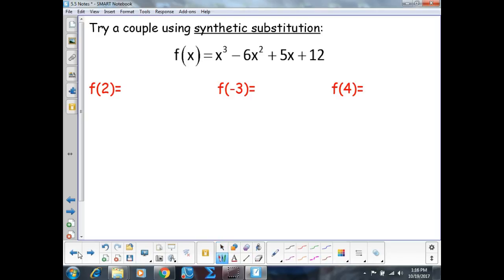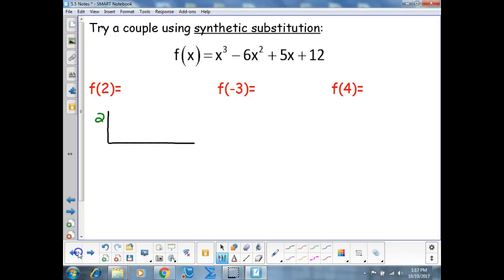Spot check the first one. So 2 is my number that goes out in front here. We'll do it this way. Okay? And then my coefficients, 1, -6, 5, and 12 go in there. If there were any that were missing, I would fill those in with a 0. Okay, just like in long division.